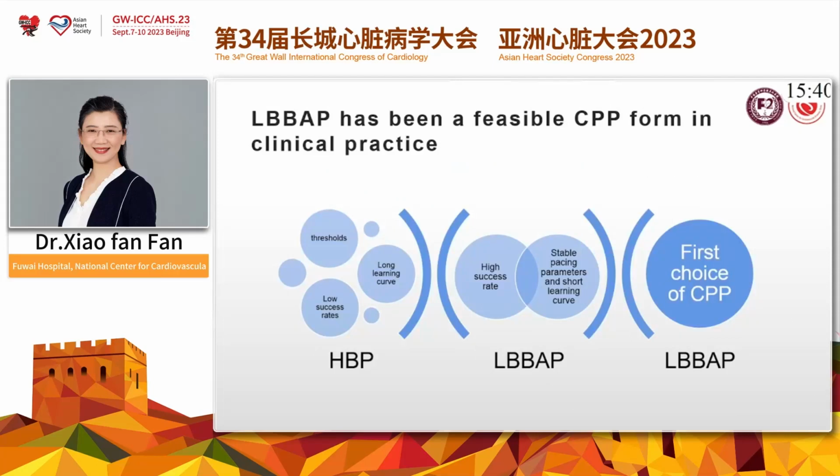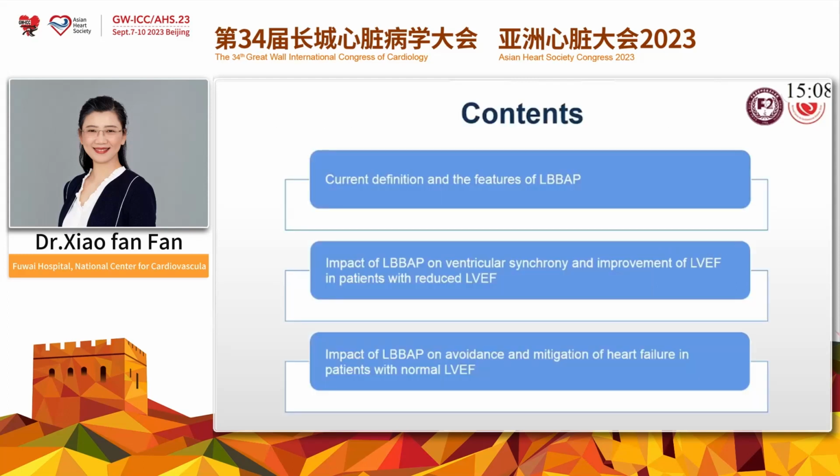So, based on the features of LBBAP and the better pacing parameters, LBBAP has now become a feasible and first-choice form of cardiac physiological pacing in clinical practice, especially in China. I think in China, lots of centers have practiced LBBAP in routine clinical work.